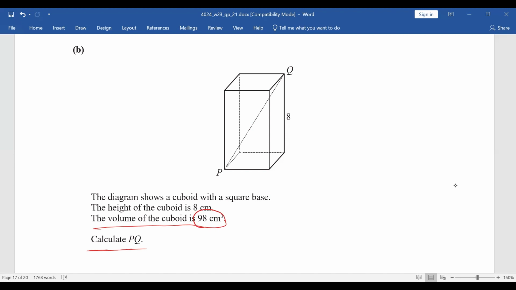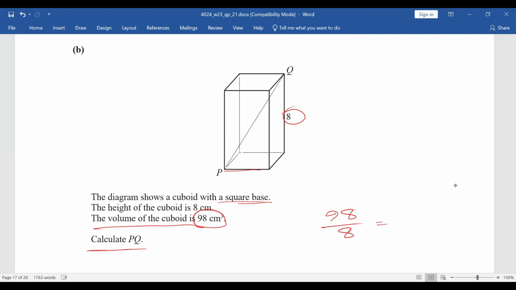Okay, PQ is the main diagonal of this cuboid. So we just need the length, width, and height. As the height is given as 8, and it is a cuboid with a square base, we can find the square base area, which is 98 divided by 8. It is the base area.